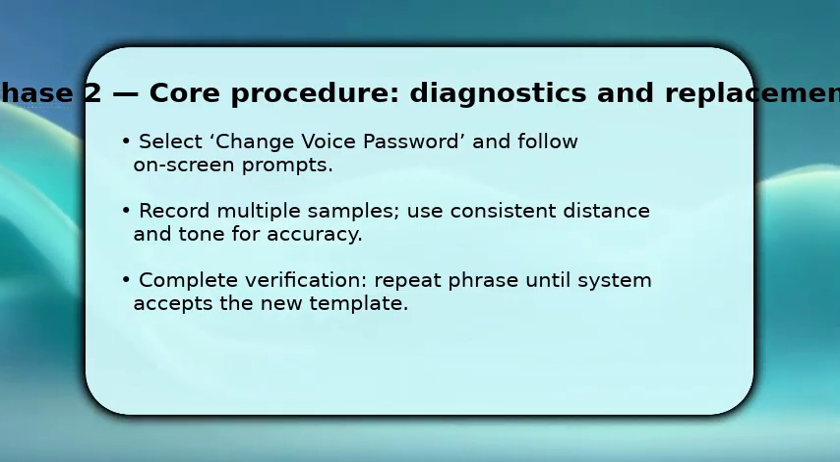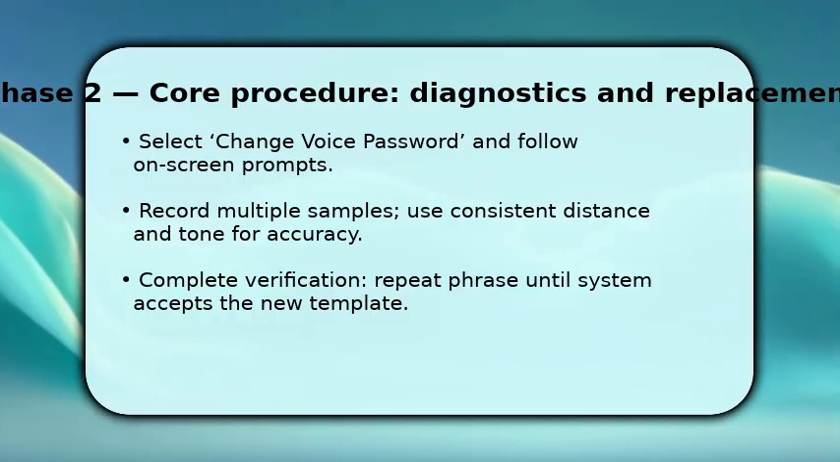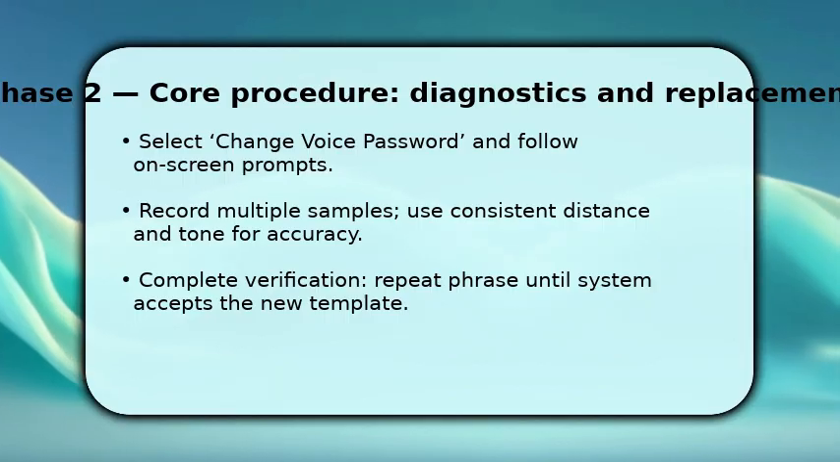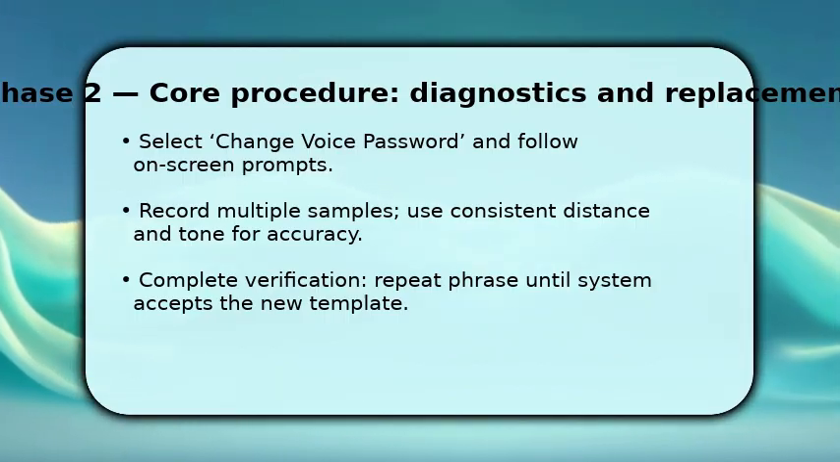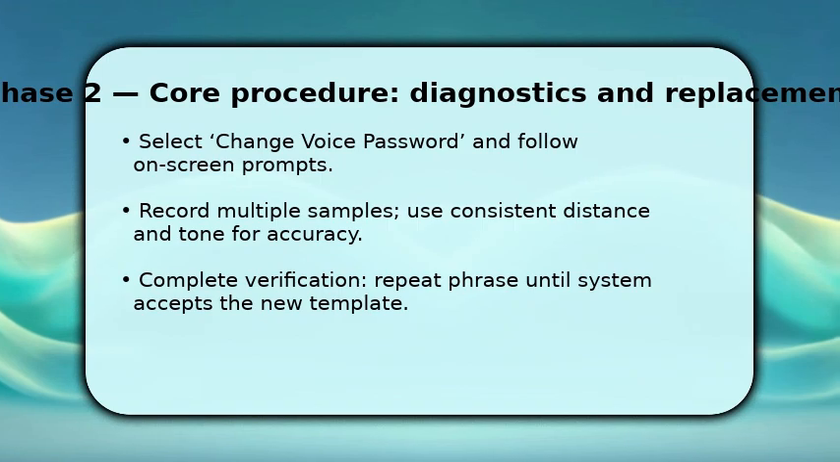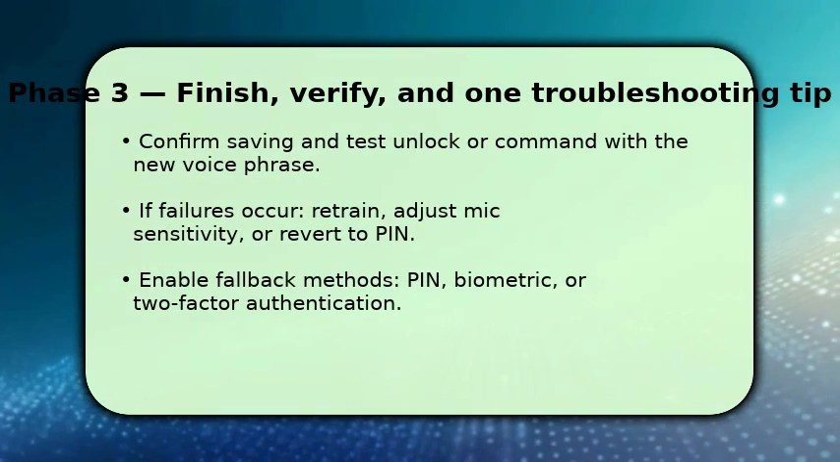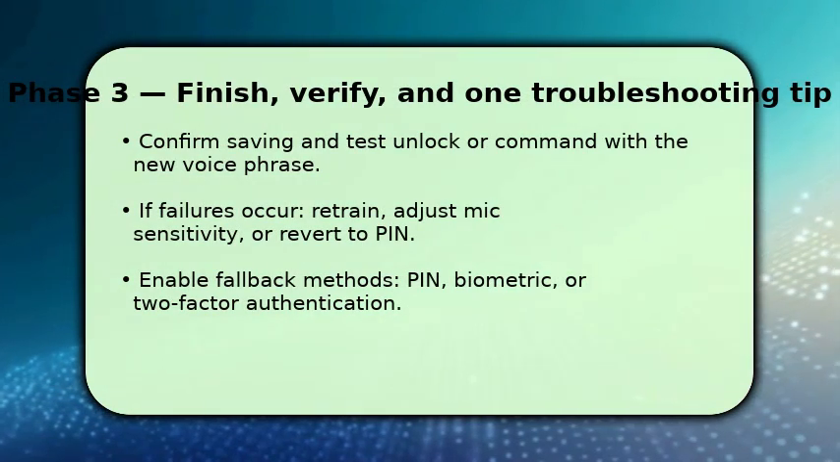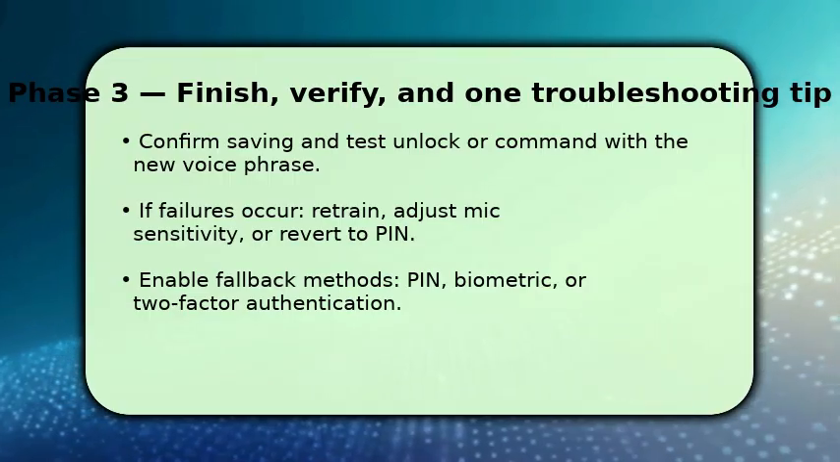After recording, the device runs verification. If it fails, try re-recording with quieter background. If it passes, the new voice template is stored and linked to your account for future authentication. Finally, save the new voice password and immediately test it by issuing an unlock or secure command.